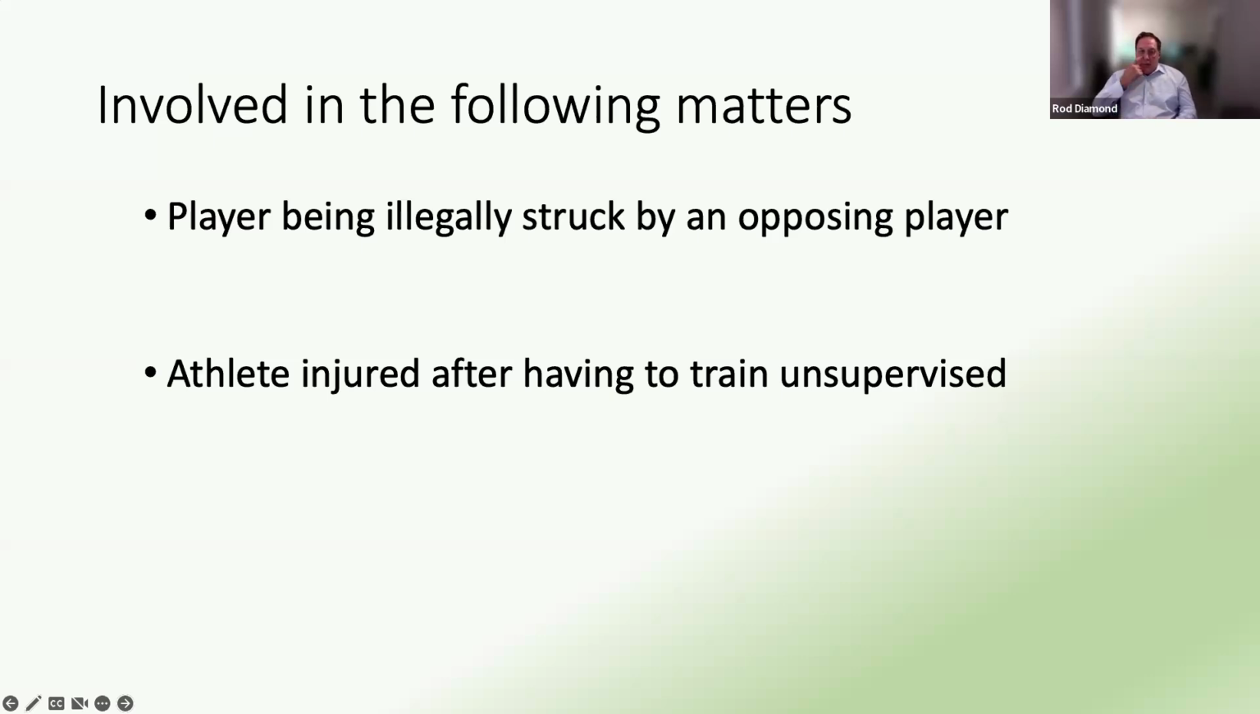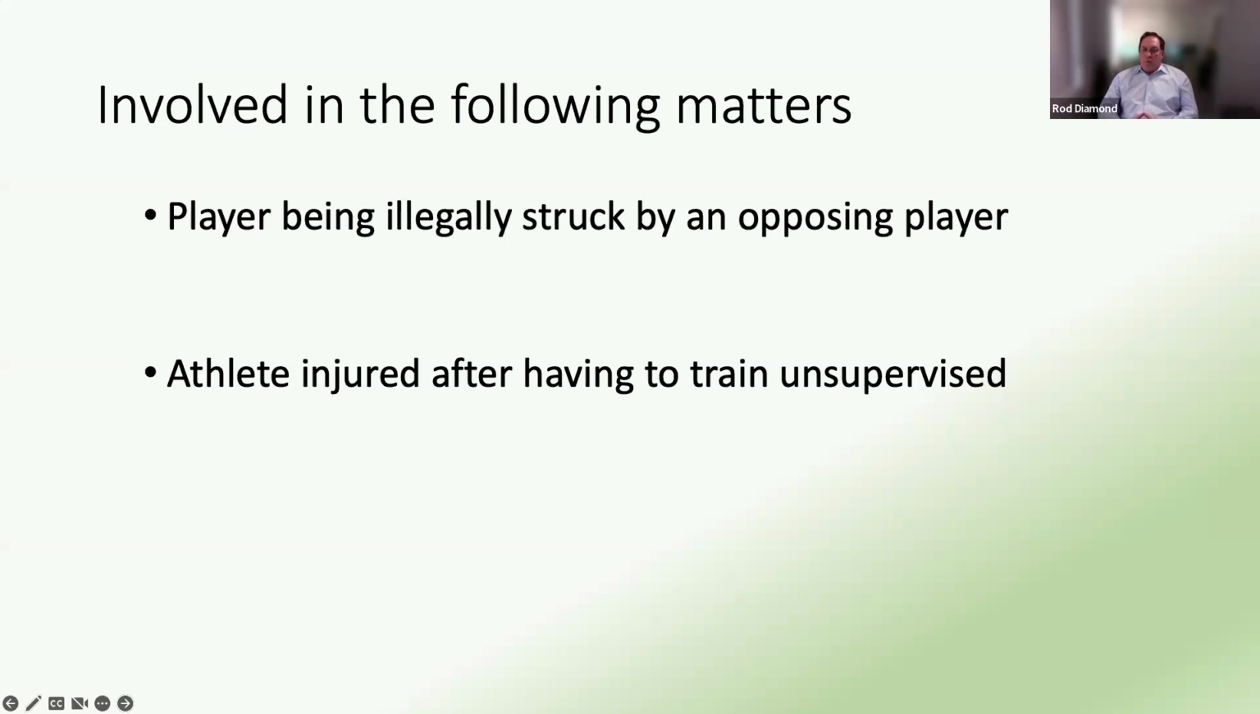And then the final matter was an athlete that was injured having to train unsupervised. This is a young girl for whom I provided a report for the lawyers acting for the plaintiff, whereby she was injured and again had to retire from the sport due to the severity of the injury. In this particular matter, she was about to go on the world tour of a sport. The injury was that severe that she had to give up the sport and now does something else.